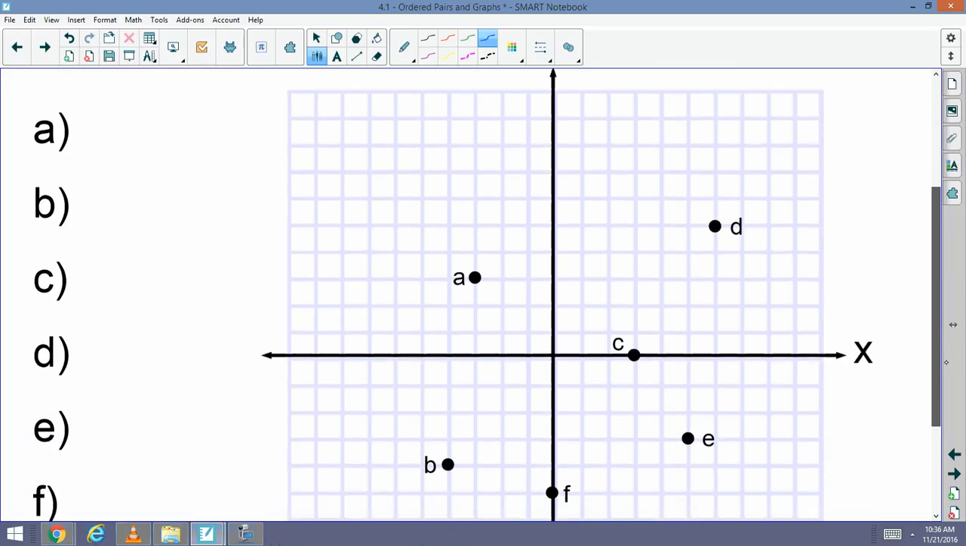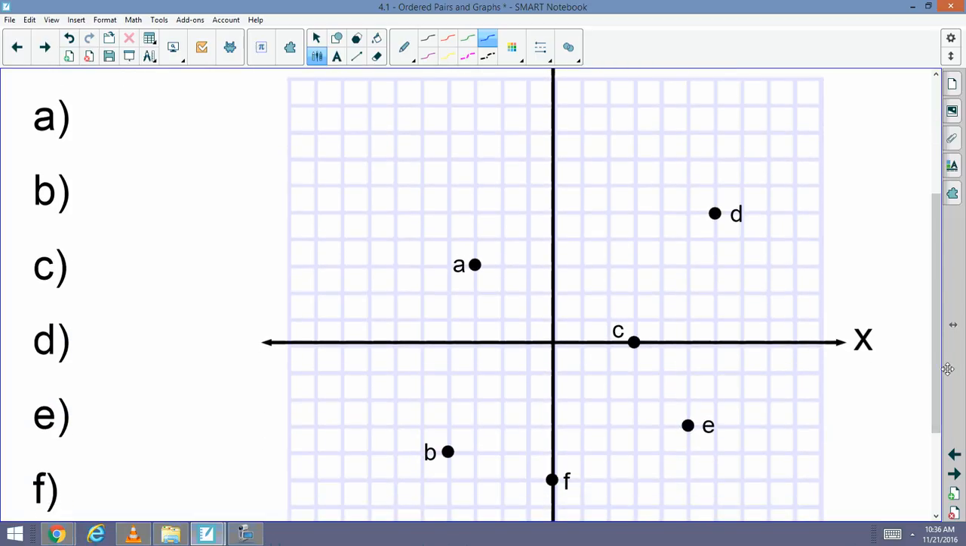Okay, next. Identify the coordinates of each ordered pair in the Cartesian plane. Okay, let's see what we got here. A, what would the coordinates of A be here? Negative 3, 3 is exactly correct. Perfect. How about B? Yes, negative 4, negative 4. Thank you.